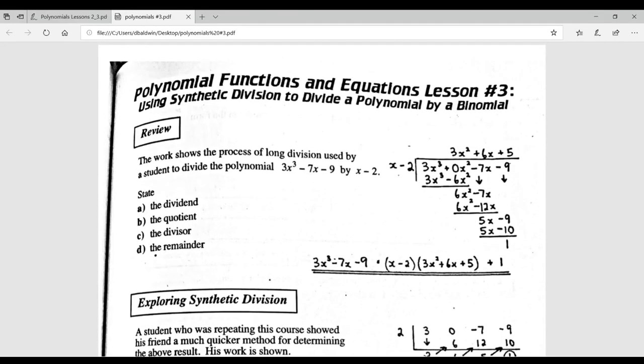We are now on lesson number 3. Hopefully the long division made sense. If it didn't, you actually don't need to know how to do long division for Math 12. If you're going on in math, you will need to know it, but you can use synthetic division, what we're going to learn today. So we are on page 303.